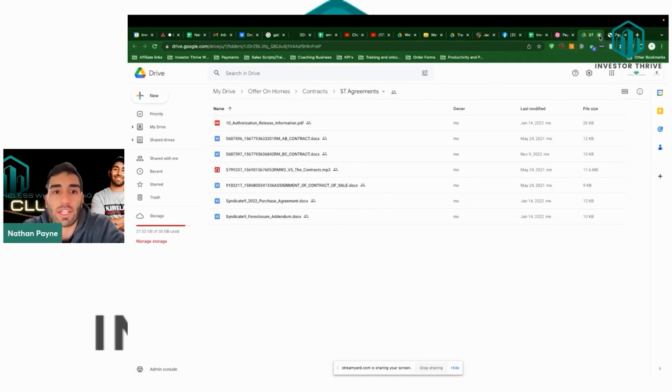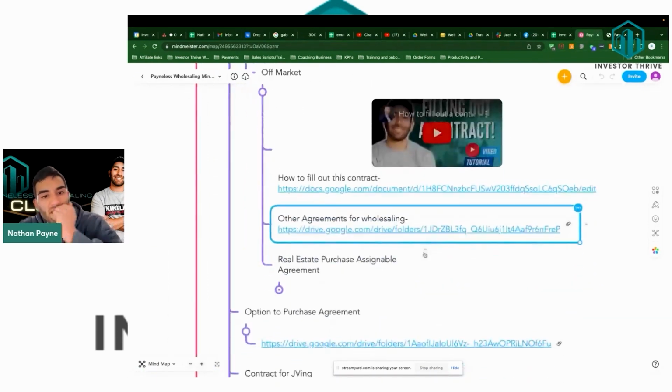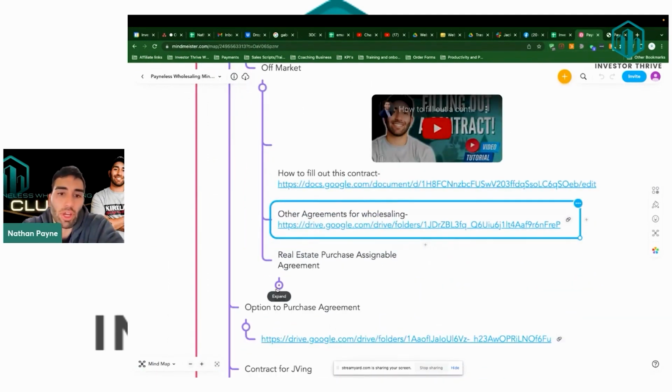But I have mine that I specifically like to use. So anyway, here's the assignment contract. Pretty cool. Okay. It's in the mind map.